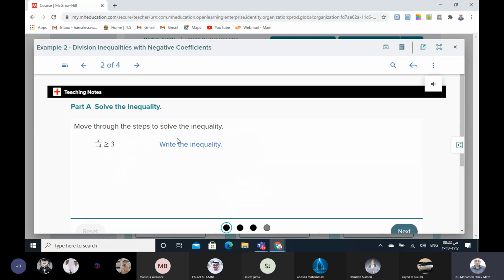Move through the steps to solve the inequality. Write the same inequality. Then multiply the two sides by minus 4. Why? To remove the denominator here. The denominator here is minus 4. How to remove the denominator? Multiply the two sides by the same number. Multiply by minus 4. As you see here, the sign greater than or equal here will be what? Less than or equal. When you multiply or divide by a negative number, always remember to change the direction of the sign.